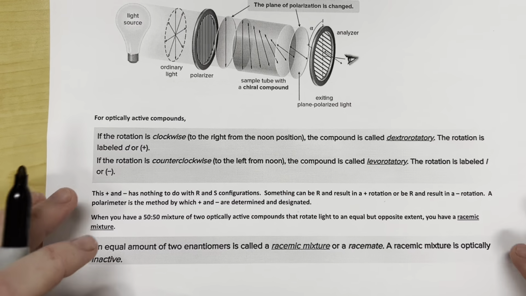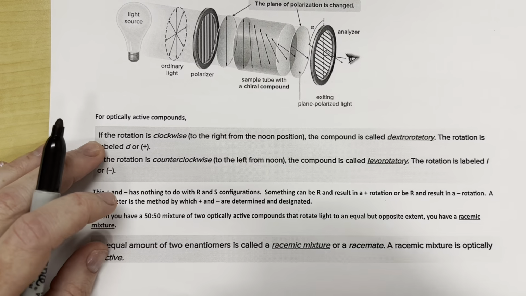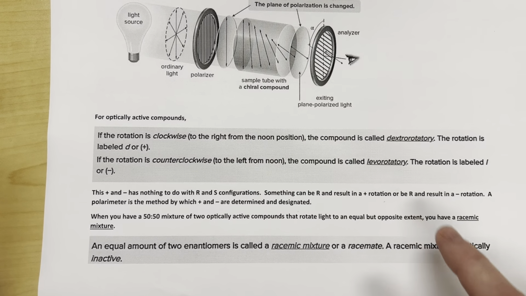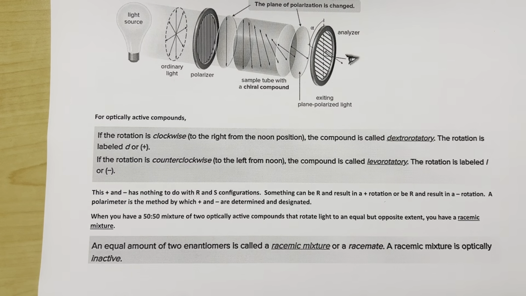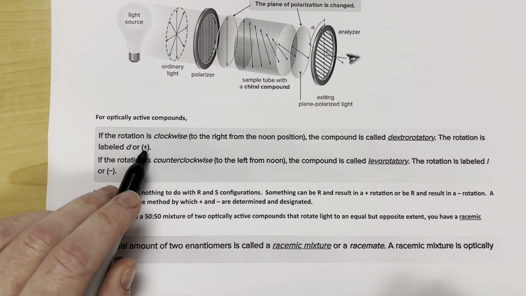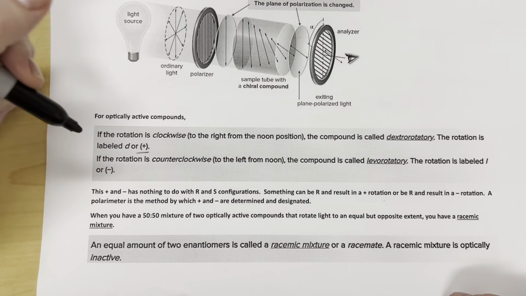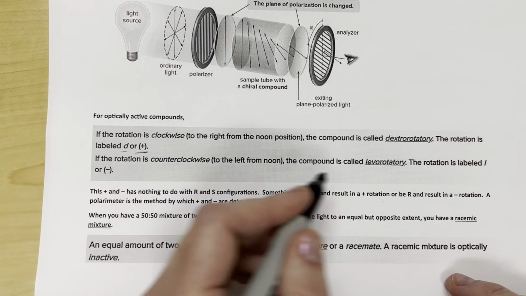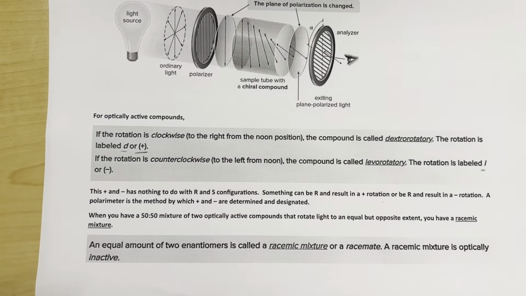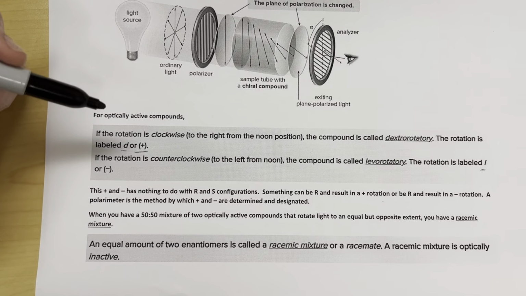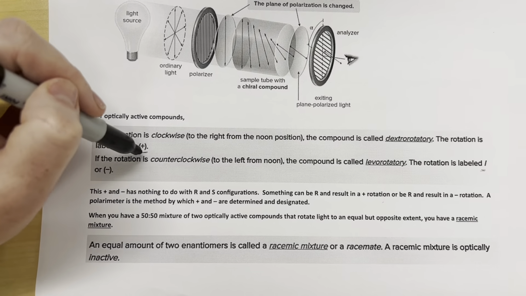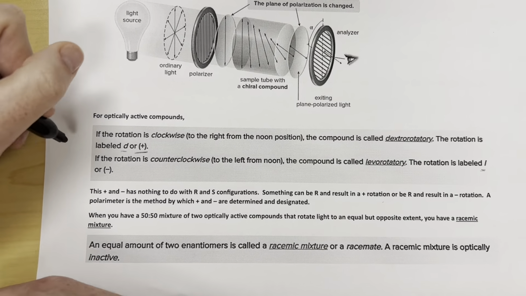Okay, if the rotation of the chiral compound is clockwise, then the compound is dextrorotatory. It's a rotation that we label either D or positive. Mostly positive is what most people stick to until you talk about drugs. Oftentimes you'll see drugs labeled as D or L in the pharmaceutical industry. So if it rotates clockwise, we call it positive.